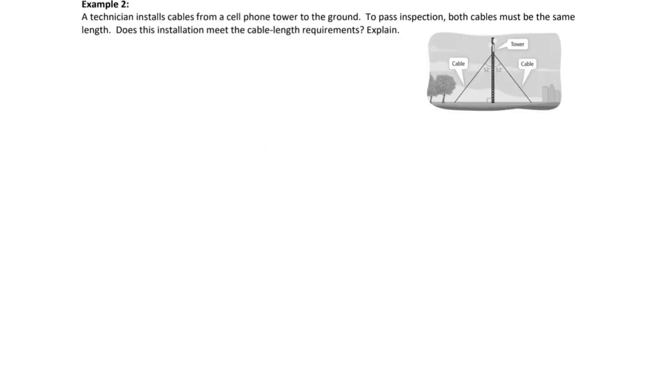All right, let's look at this kind of real world problem. It says a technician installs cables from a cell phone tower to the ground. To pass inspection, both cables must meet the same length. So, right, if we want, we can kind of pull out this triangle.